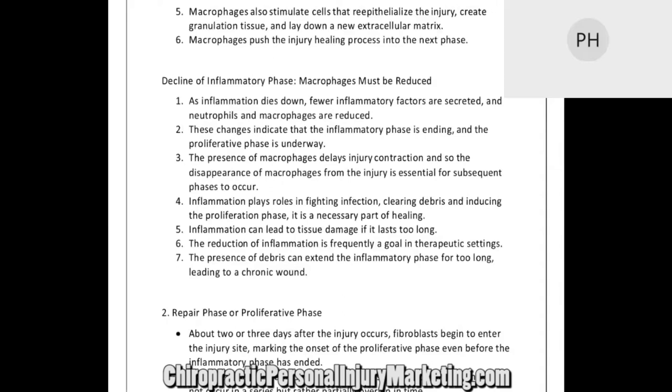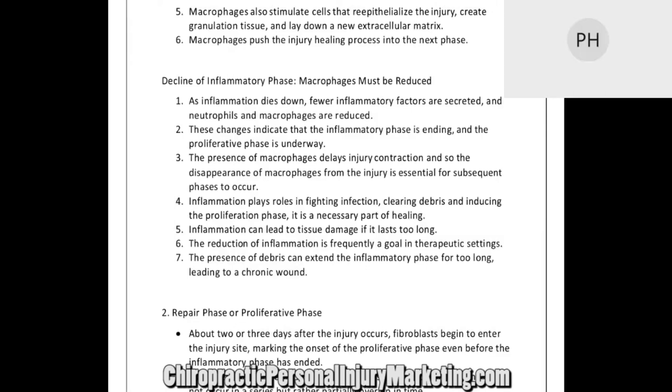The presence of macrophages delays injury contraction, and so the disappearance of macrophages from the injury is essential for subsequent phases to occur. Pretty important.